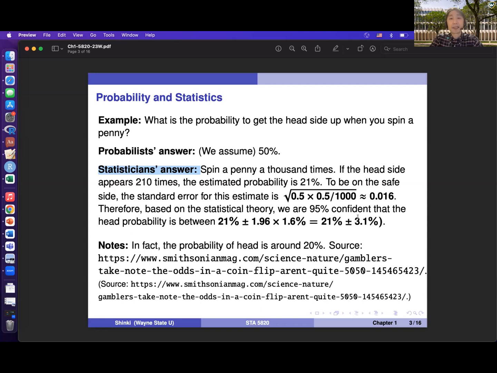Probabilists start with the mathematical assumption. The probability to get the head side up is the assumption we have to make. So that is 50%. Maybe we can assume 30% or 70%, but at least that is our assumption, the starting point of the probability theory. Statisticians think about this kind of question based on data. We observe first, then we make an inference. And in fact, the probability of head is around 20%.